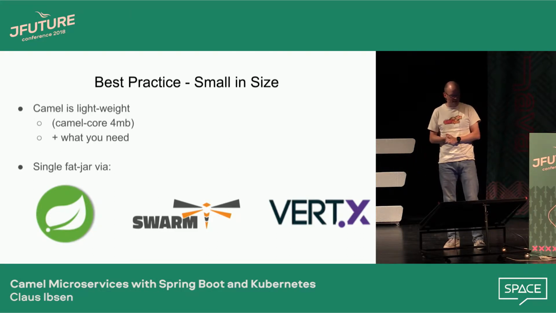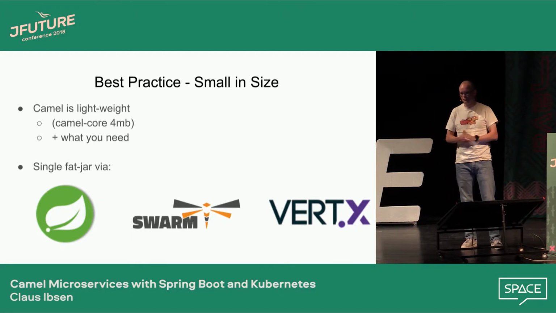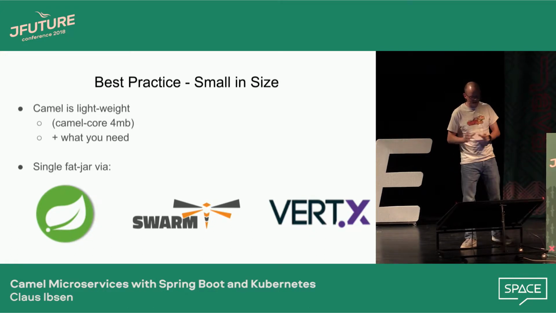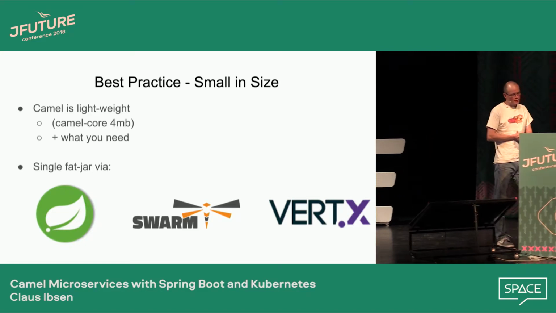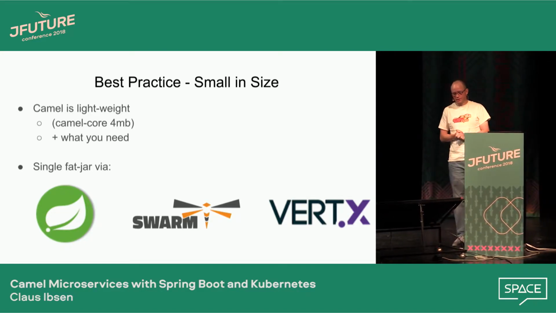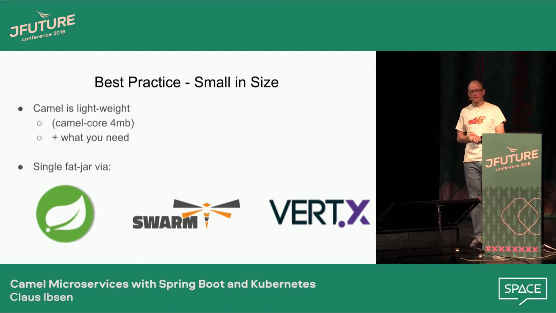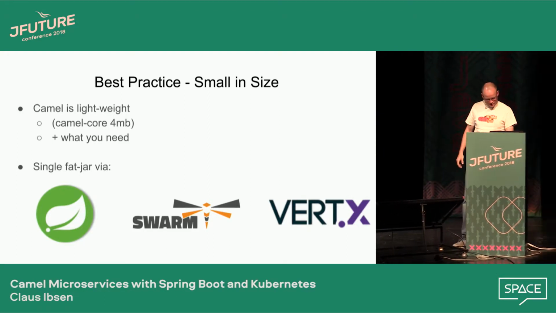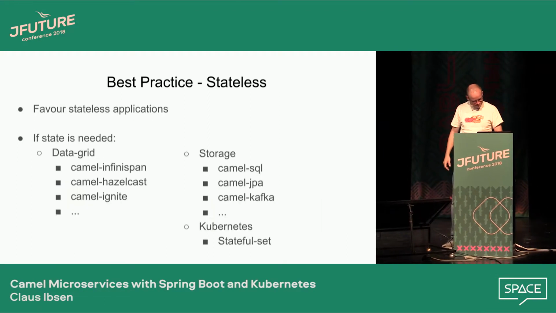I will have to say that the next generation of Camel, Camel 3, which we're going to announce more publicly this year, will be even smaller with a more modularized Camel core. But a good practice on microservices is also to run these microservices as a single fat jar kind of thing, where there are different runtimes that can help with that, Spring Boot and so on. And Camel works great with those.